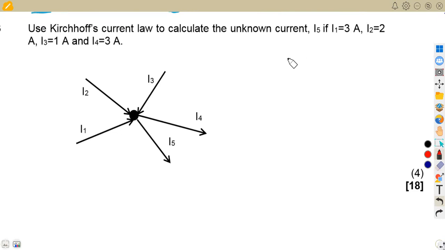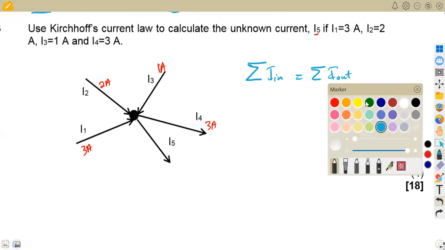Calculate the unknown current, which in this case is I5, if I1 is equal to 3 amps, I2 is 2 amps, I3 is 1 amp, and I4 is 3 amps. Remember from Kirchhoff's current law that the sum of current towards the junction, the current flowing in, is equal to the sum of current flowing out, away from the junction. So you simply need to consider which currents are flowing into the junction.